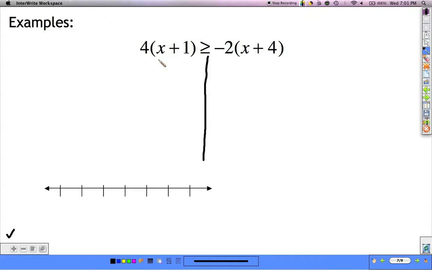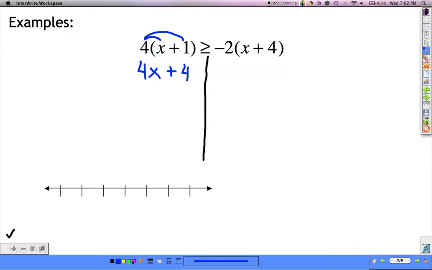So let's take a look at the left-hand side. What I want to do first is distribute. By the way, there are many ways to handle this, but I think the easiest thing to do is to go ahead and distribute both the 4 and the negative 2 into their respective parentheses. So 4 distributed into the quantity x plus 1, we have 4 times x and 4 times 1. So the 4 times x will give us 4x, and 4 times 1 will give us 4.